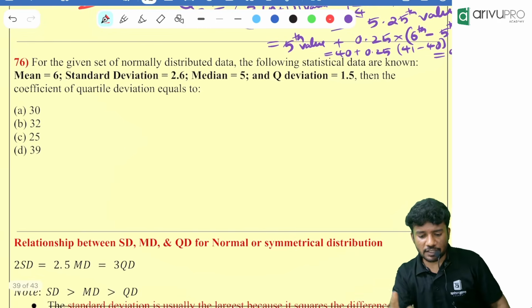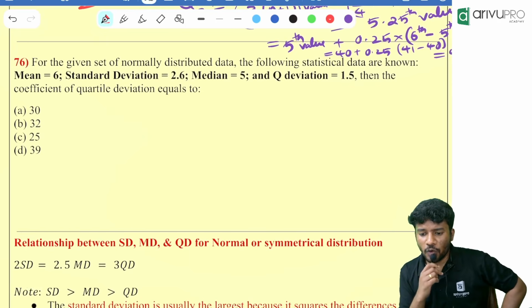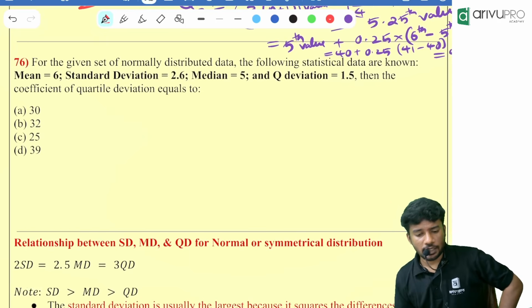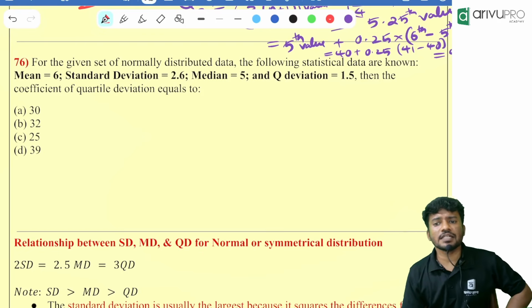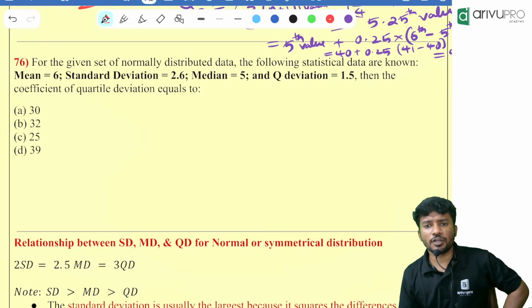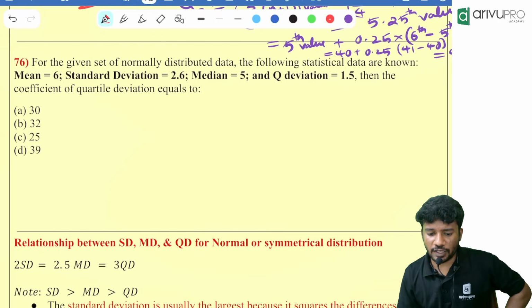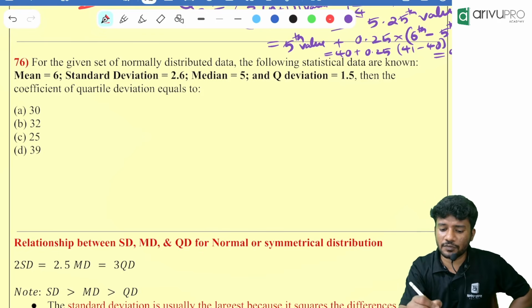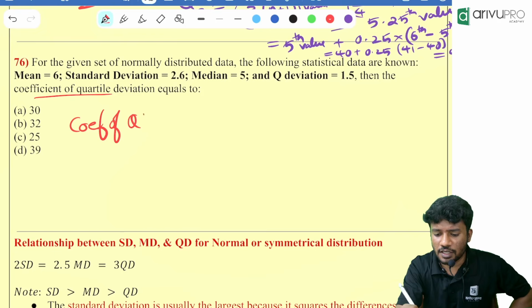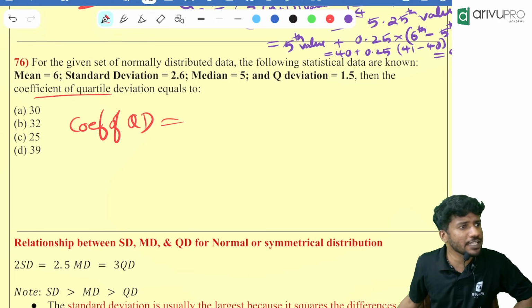For a given set of normally distributed data, the following statistical data is known. Mean is 6, standard deviation is 2.5, median is 5, Q deviation, meaning quartile deviation, is 1.5. Then what is the coefficient of quartile deviation? People, what is the formula for the coefficient of quartile deviation? We have two formulas: Q3 minus Q1 divided by Q3 plus Q1, into 100.